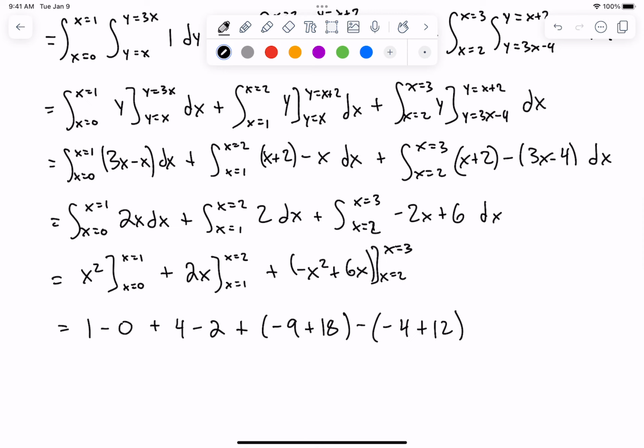Yeah. Okay. And then arithmetic, right? I have 1, I have 2, I have 9, I have 8, right? And I get 4. So there we go. So after all that, we get 4 as the area of that little parallelogram, right? Okay, wonderful, right?